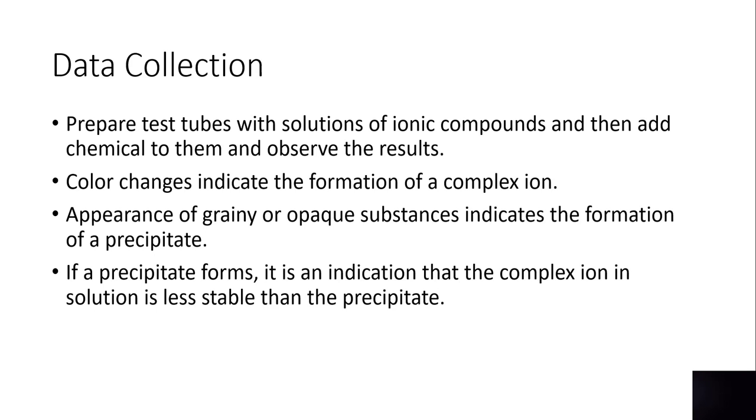If you see something that is grainy or opaque, that is indicating the formation of a precipitate. So what that's telling you is that the complex ion you had before adding that is less stable than the precipitate form. So it is a weaker complex ion. If you add something that might form a precipitate to a solution and it doesn't form a precipitate, that is indicating that you have a stronger bond in that complex ion than you had in the one that would lead to the formation of a precipitate.